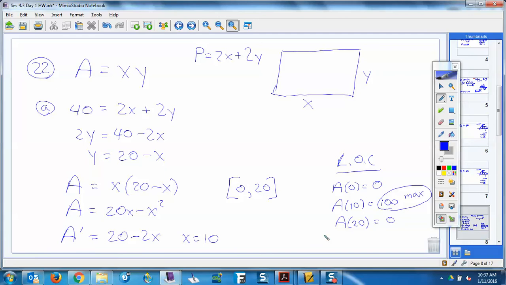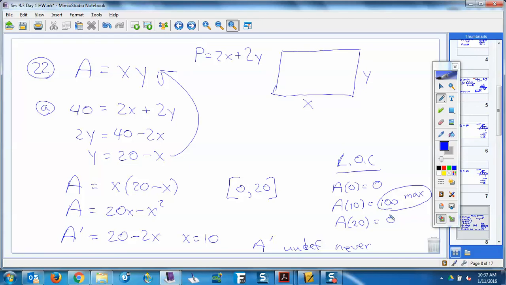Go to number 22. Won't spend much time on 22 because 22 is just like number 9, right? Part A, you're supposed to find the max area. Area of a rectangle, x times y. The perimeter is 40. So 2x plus 2y is 40. y equals 20 minus x. You substitute that in for the y. You get an upside down parabola, do the derivative. A prime is never undefined. Okay, x equals 10. Voila, it's a square. It's a 10 by 10. So the max area would be 100.